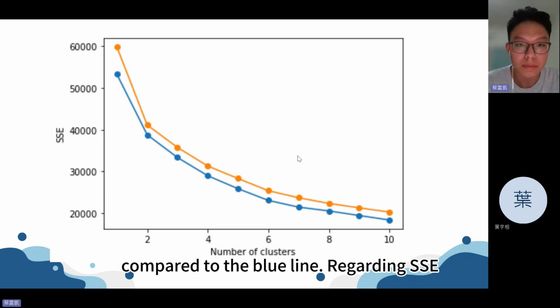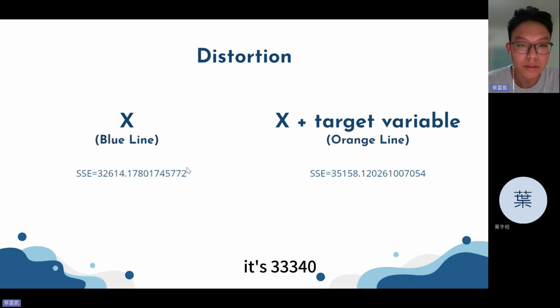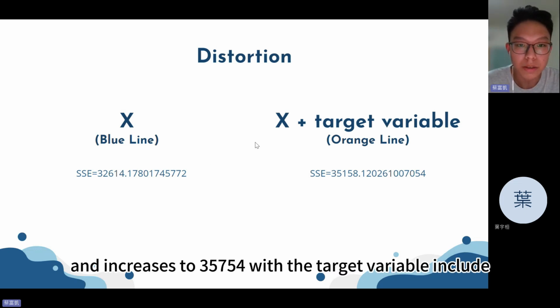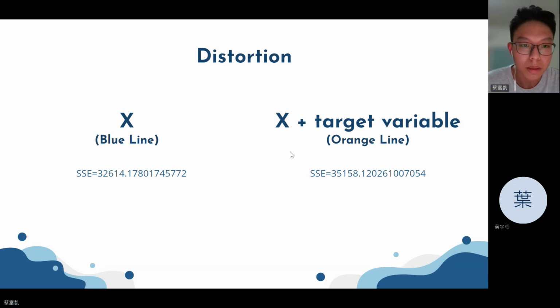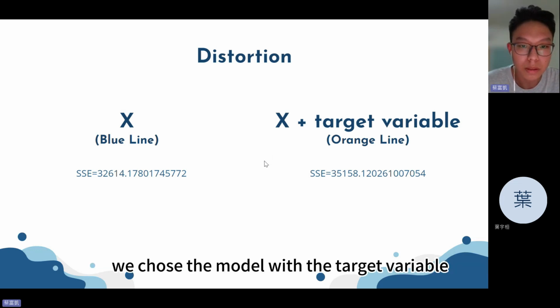Regarding SSE, it's 33,000 without the target variable and increases to 35,000 with the target variable included. Based on this value, we choose the model with the target variable.